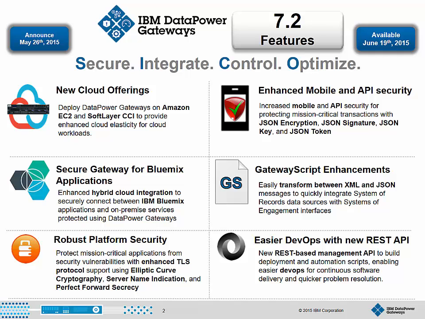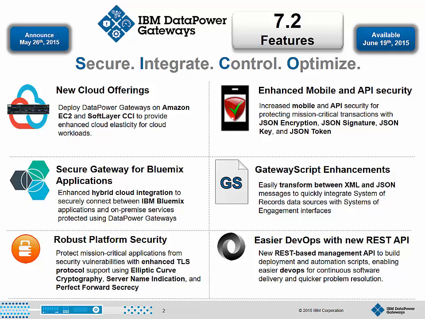For starters, we focused on providing new cloud deployment capabilities for our customers who use Amazon EC2 or SoftLayer. Building on the cloud theme, we wanted to provide our Bluemix customers with the ability to easily and securely connect cloud applications with on-premise systems.